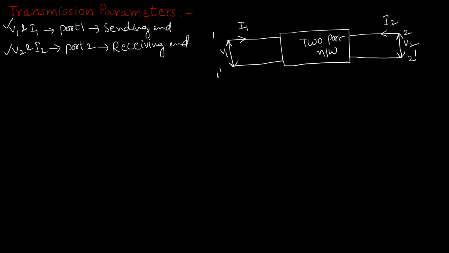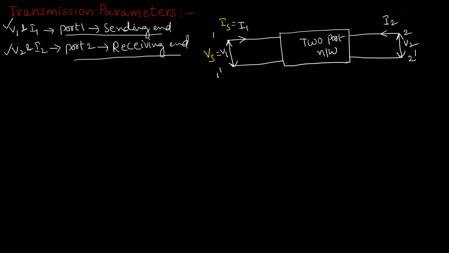What I told you, port 1 will be considered as sending end, and port 2 will be considered as receiving end. So I'm using a different nomenclature. For sending end, let us write VS, IS. For receiving end, the nomenclature should be VR and IR. So here I'm writing VS, which is nothing but V1. Here IS is nothing but I1.